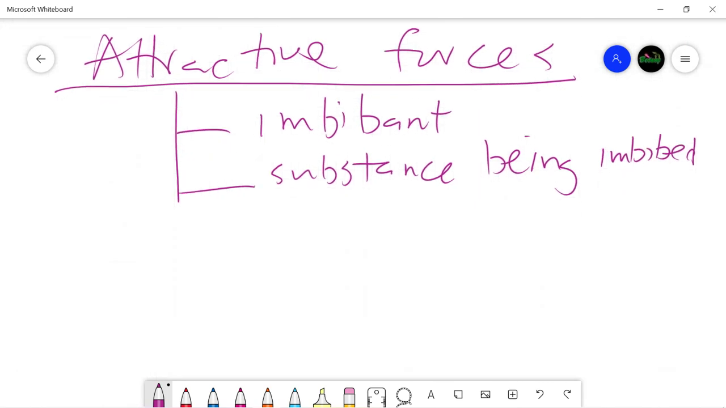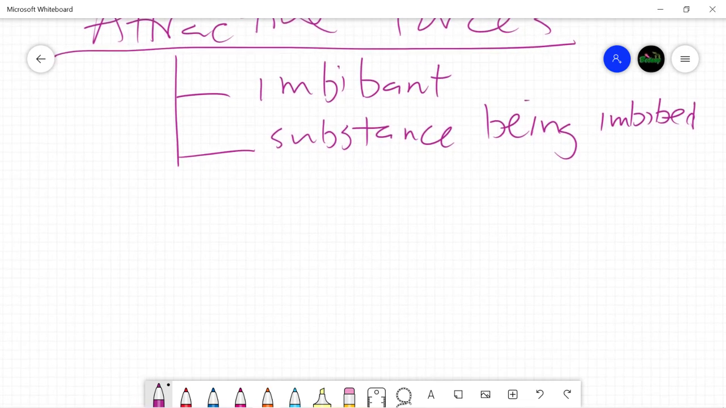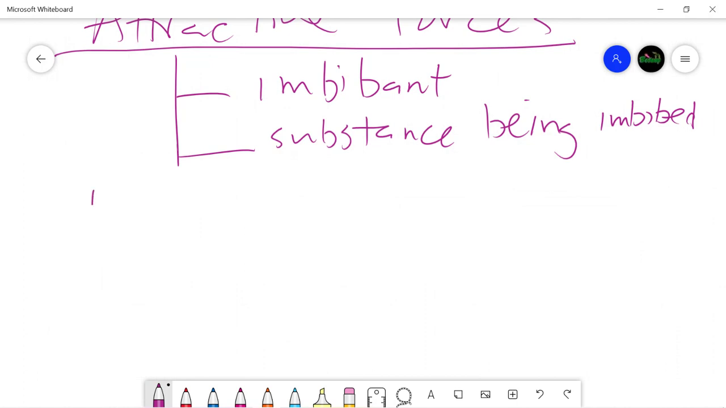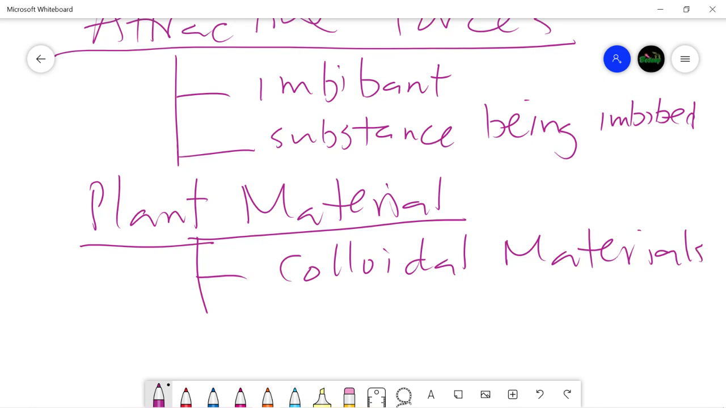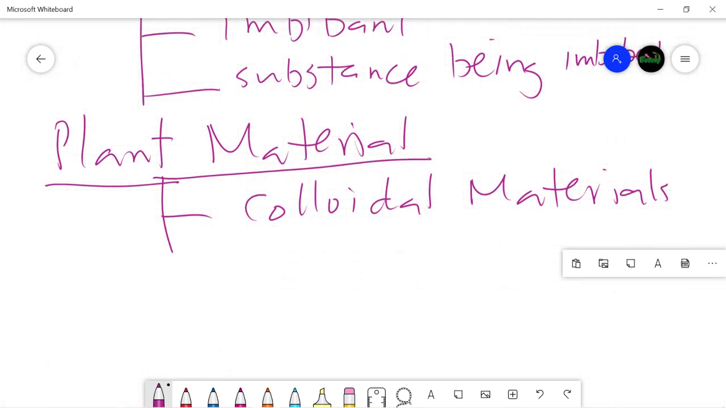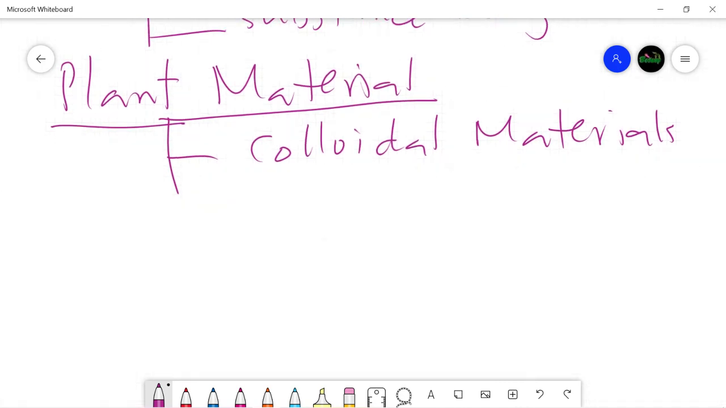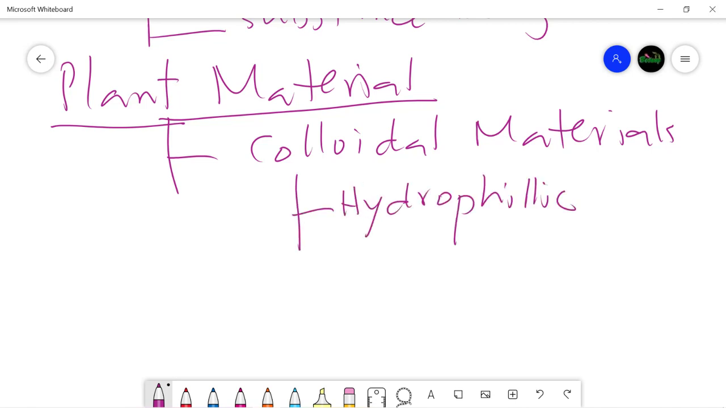Since we are mostly interested in plant material, it must be noted that plant material, whether it is a root imbibing water or a seed, contains a lot of colloidal material. We haven't yet discussed what colloids are, but hopefully you might know something about them, and we will cover more about colloids later in the course. Especially the colloidal material that is hydrophilic: in the plant cell wall and inside the cell there are proteins that are highly hydrophilic. Hydrophilic means they have a very strong affinity for water.